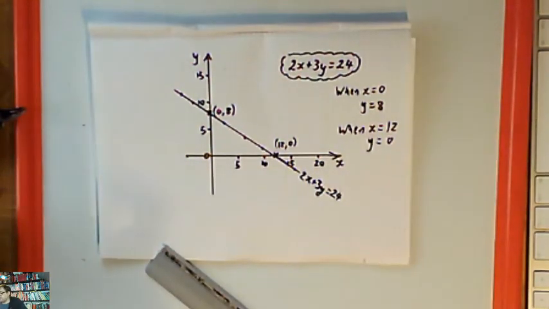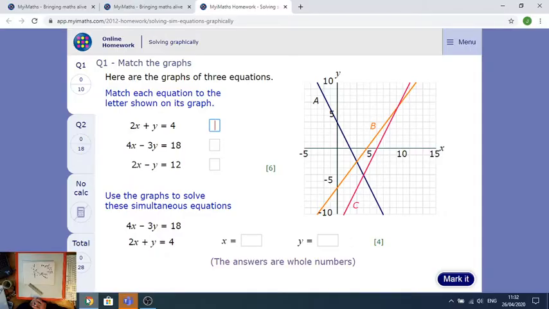Okay, so that was the preliminary work, and that's going to help us with the My iMaths exercise. So here is question 1. It says match the graphs. Here are the graphs of 3 equations. Match each equation to the letter shown on its graph. And then it's got these equations. So what I'm going to do is get my pad and try and make those graphs myself.